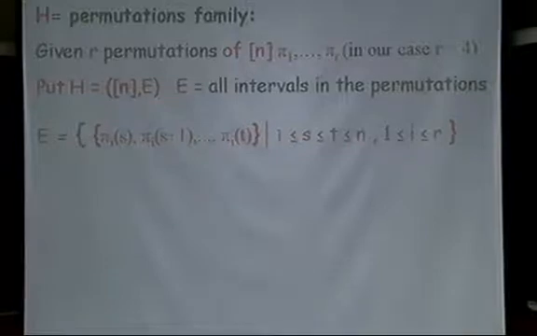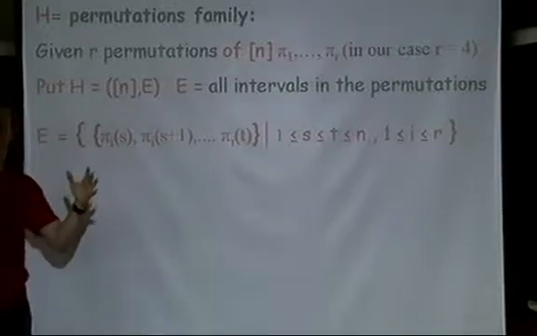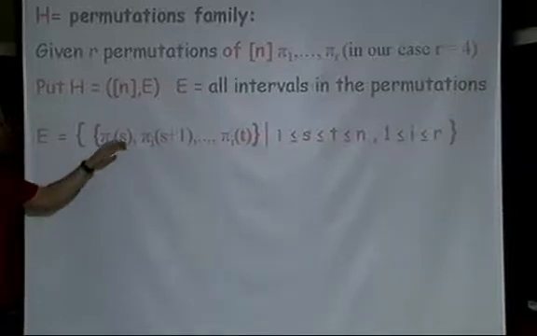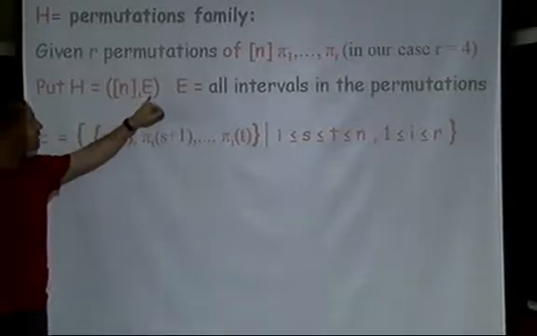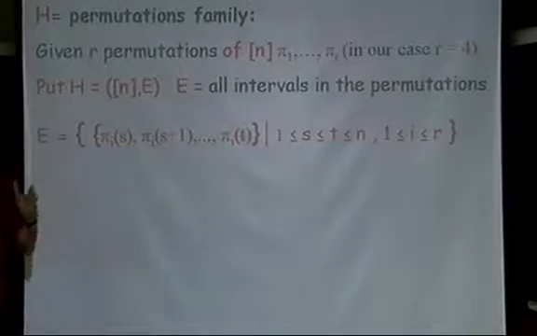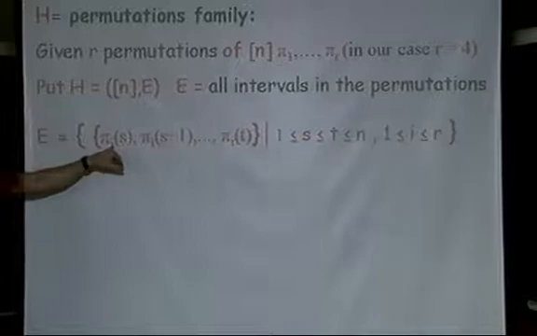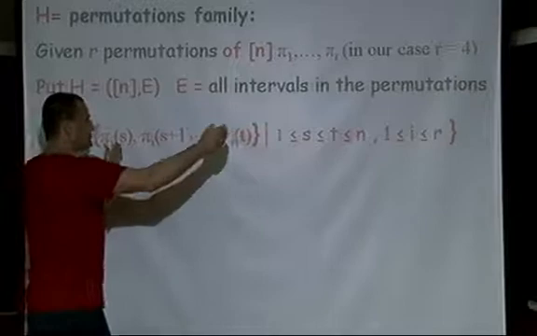Here's the more abstract combinatorial general problem. We have a family of R permutations on the same set of n elements. In our case, R was 4. We define the hypergraph to be just the analog of the discrete interval hypergraph, except that now you allow intervals in any of the permutations. So the n elements are the vertices, and E is the set of all intervals in all the permutations, meaning exactly this: in the ith permutation you look at all possible intervals π_i(s) to π_i(t).